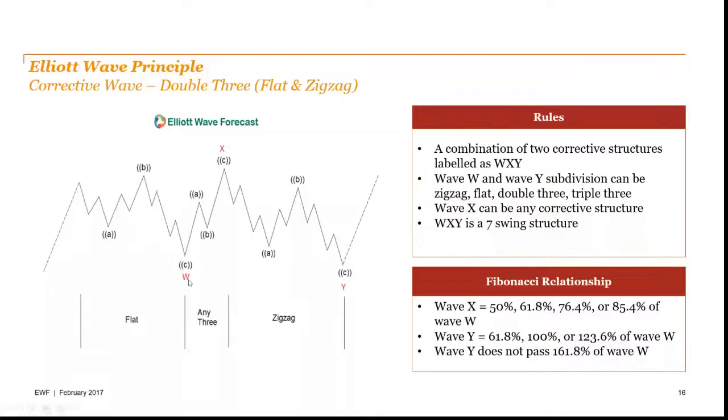That means what, guys? That means within this W here, it can be itself another double 3. Because it can be any corrective structure, and you know there are 3 corrective structures. The most common one, flat, zigzag, and a double 3. So within this one, it can be a WXY as well in a lower degree. You guys understand what I mean? So it's a double 3 within a double 3. It's getting pretty complicated, but it's a double 3 within a double 3.